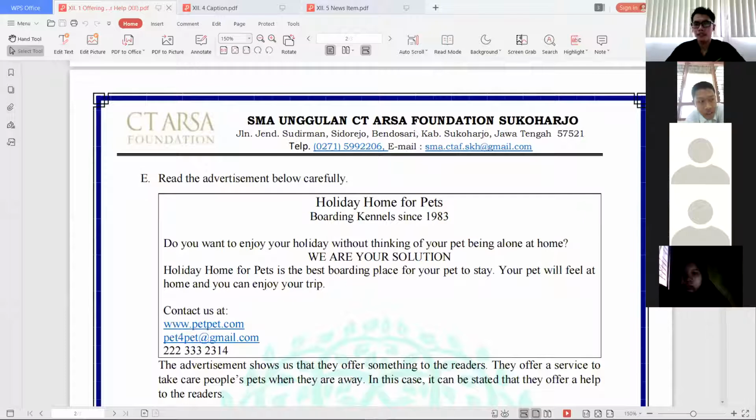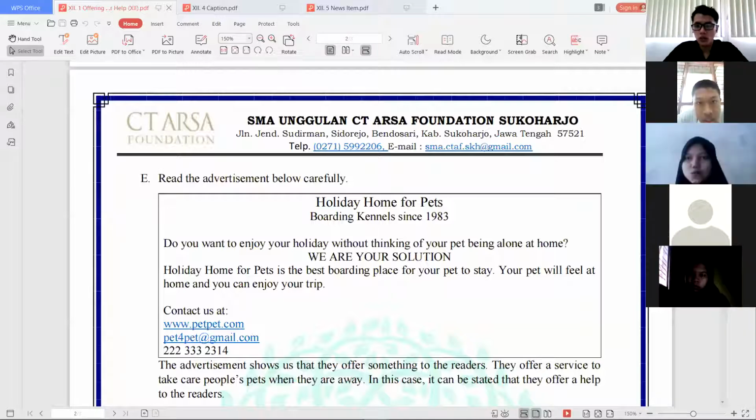So in this case, there are no expressions used to offer some help. If you read this advertisement carefully, actually, pet.com offers help to those who have pets but find out they cannot take care of the pet. So pet.com will help the people to take care of the pet.